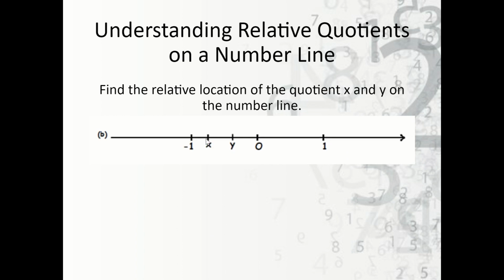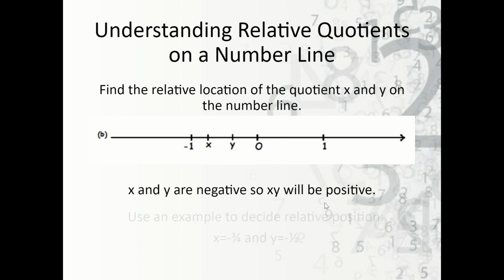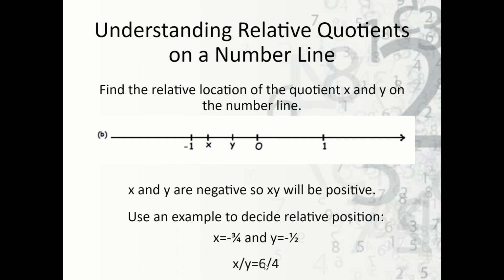Now what about this one with the two numbers between 0 and -1? Well, again, should be positive because when we divide two negative numbers, we get a positive. So it should be over here somewhere. And we use -3/4 and -1/2. And when we divide them, we get 6/4, which is a little more than 1. So it should be somewhere like here.